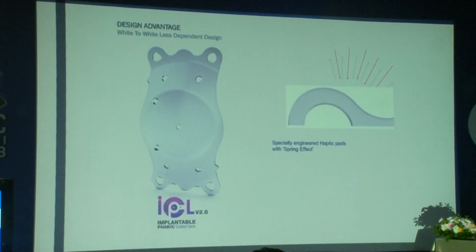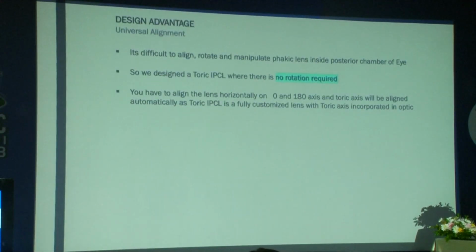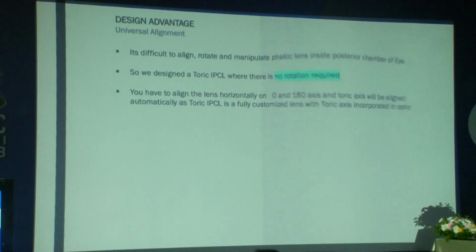Also, these haptics have a spring effect with the intention that even if you're a little 0.25 millimeters off in the measurement of the white to white on either side, it would not result in that much of a difference in the vault. So the design is dependent less on the white to white measurements compared to the ICL. Also, there's a universal alignment. That means it always has to be oriented at 0 to 180 degrees. There's no need to rotate an IPCL at all.